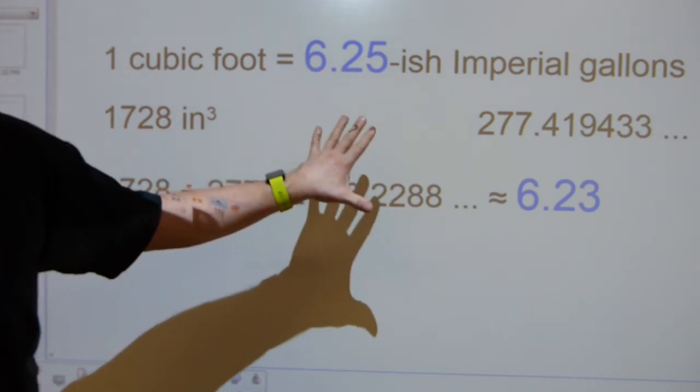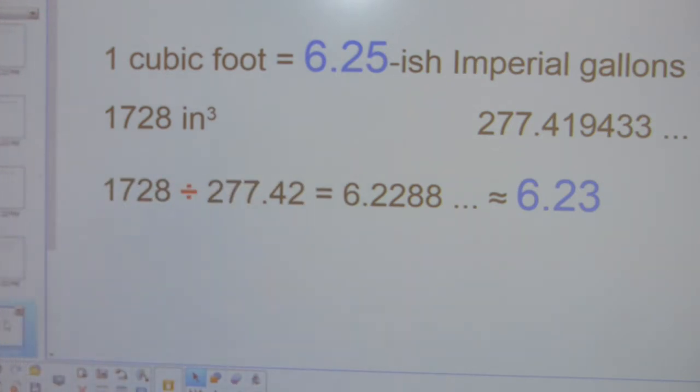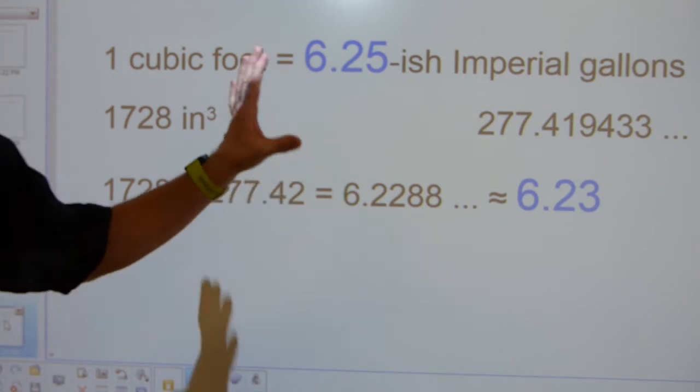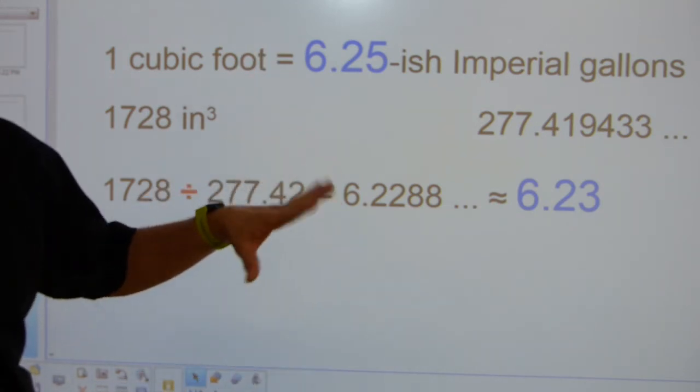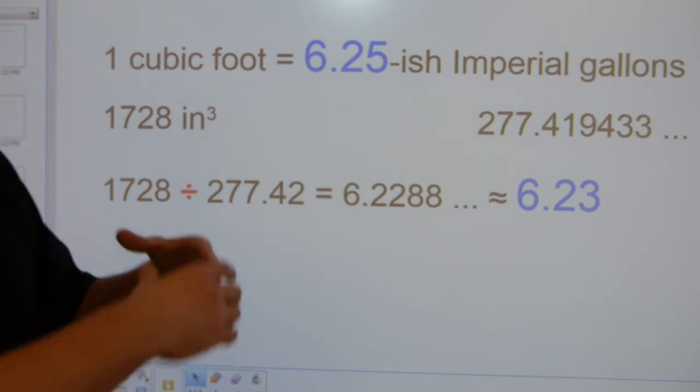So that's the meaning of the conversion factor 6.25. This is not necessarily explaining how to use it, that's another video, but this is what it means. Just wanted to give you a visual and an explanation.